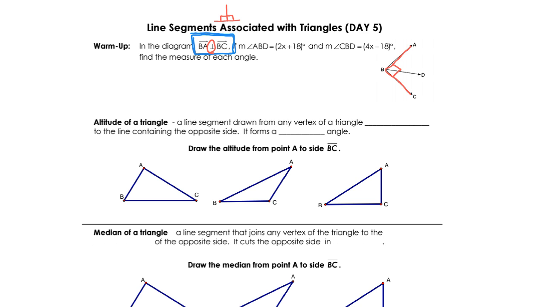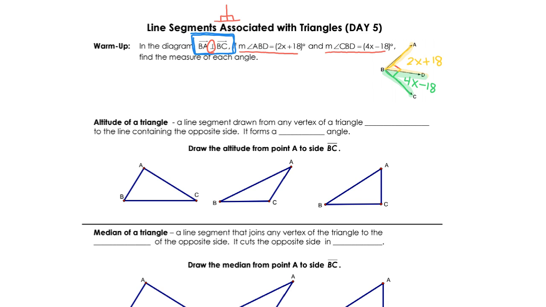Okay. Then it tells us that the measure of angle ABD, so again, if you need to highlight to trace over to find it, ABD, so that angle right there has a measurement of 2x plus 18. And then the measure of angle CBD, which again, if you need to highlight it, C to B to D, that angle is represented as 4x minus 18. Okay, they want you to find the measure of each angle.